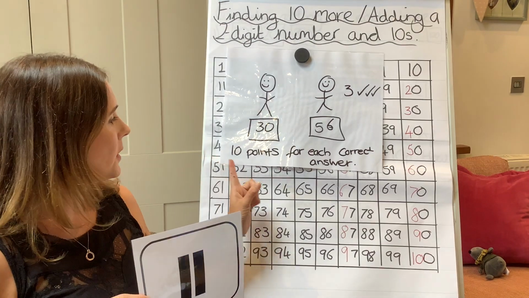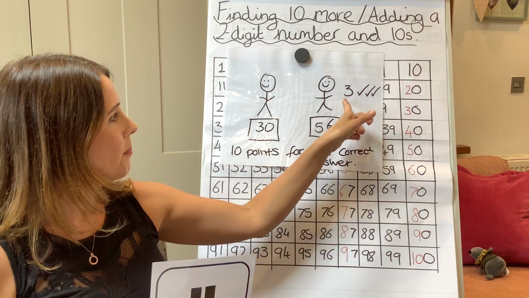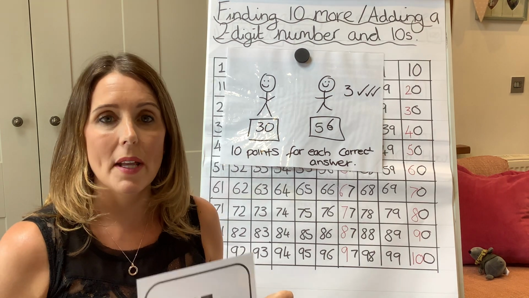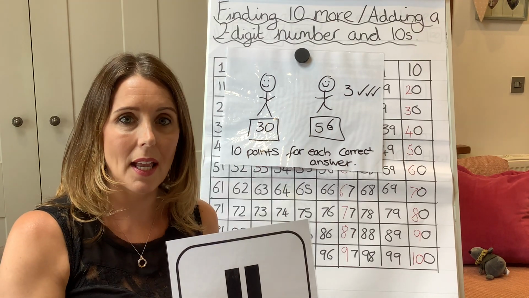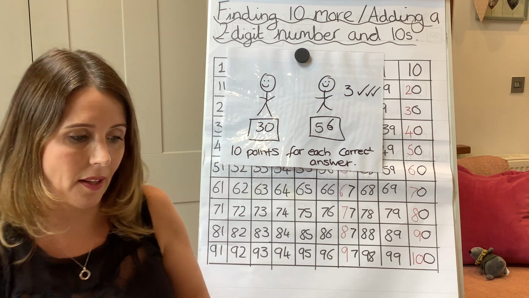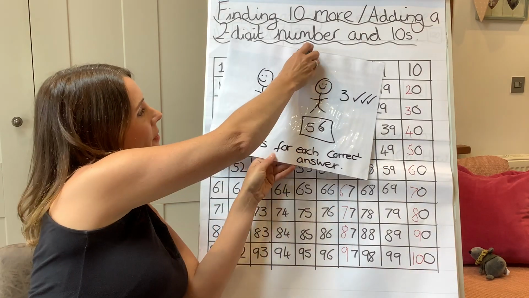So what I want you to do, they've got 10 points for each correct answer. They both answer 3 more questions correctly. What is their score now? So pause it and have a go at that. Okay, so we'll come back to this at the end of the session. So I'll leave that there for now.